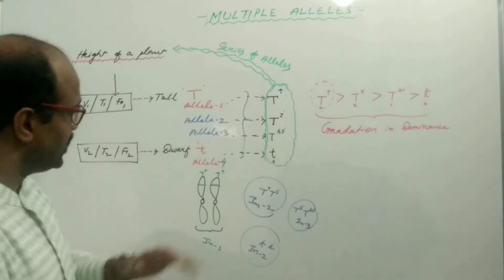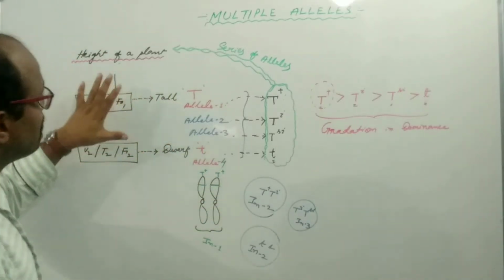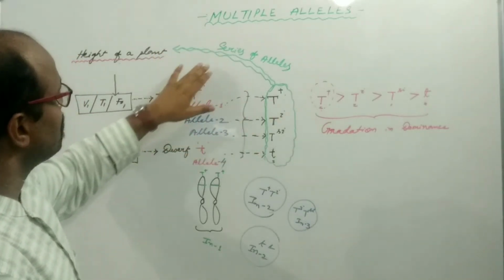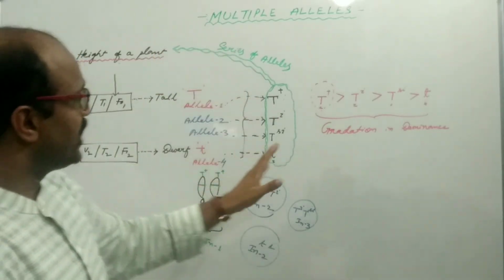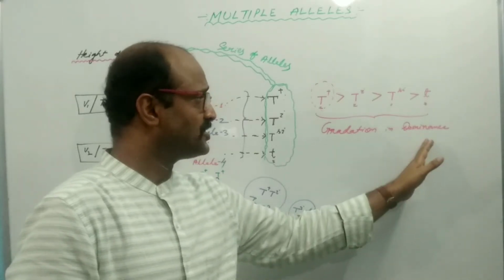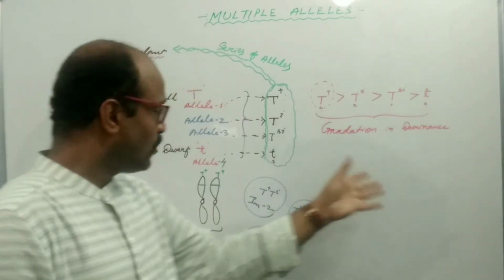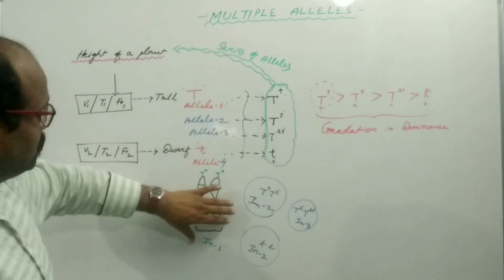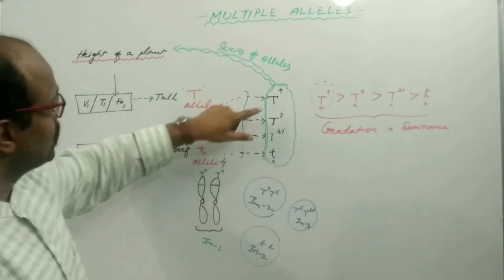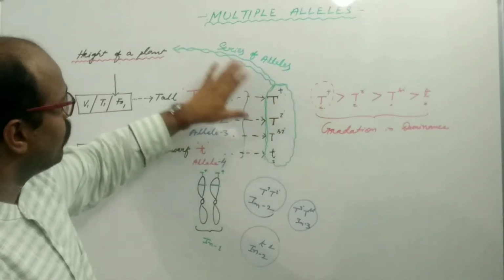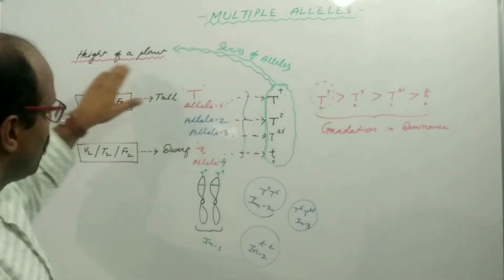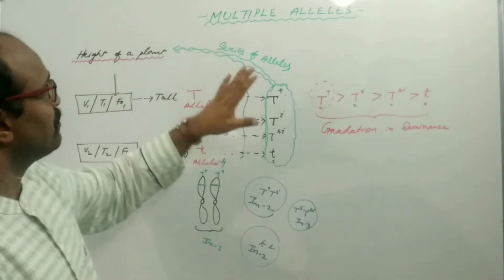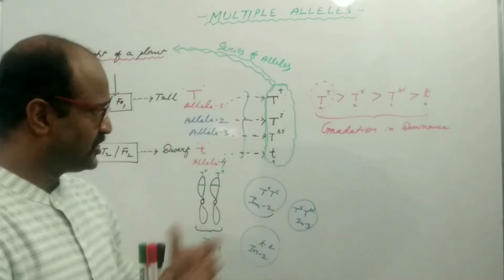So up to this we have made clear what is the meaning of multiple alleles and multiple allelism, what is the meaning of series of alleles, what is the meaning of gradation of dominance, and why we use the word population: because a single individual may contain one form or 2 forms out of the series of alleles of the same gene. That's why it is important to study the multiple alleles in a population.